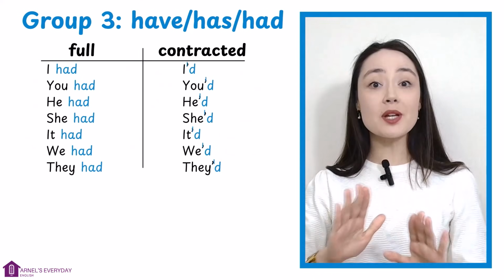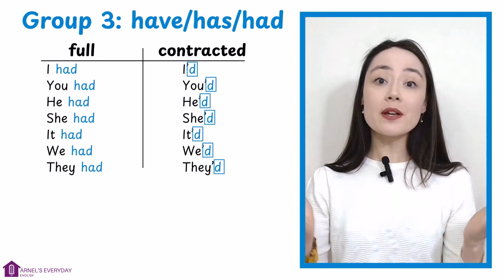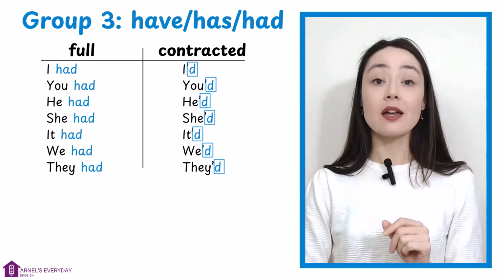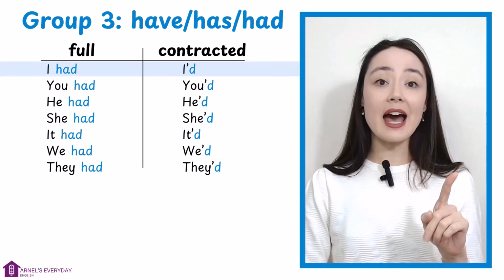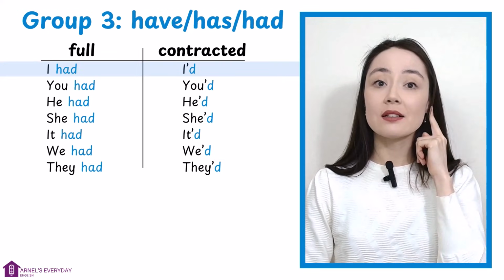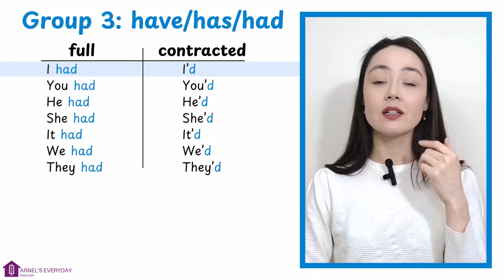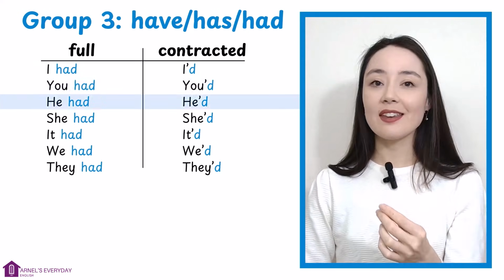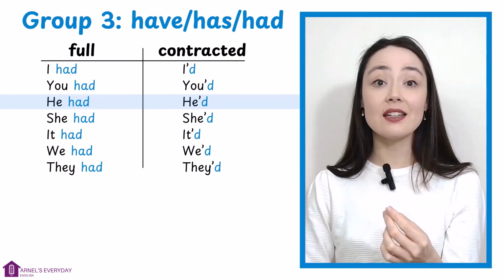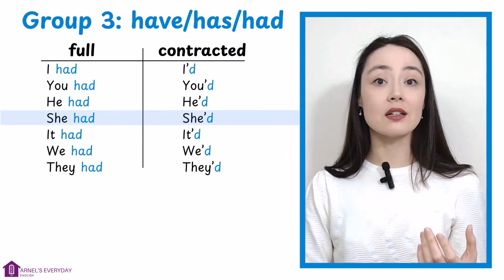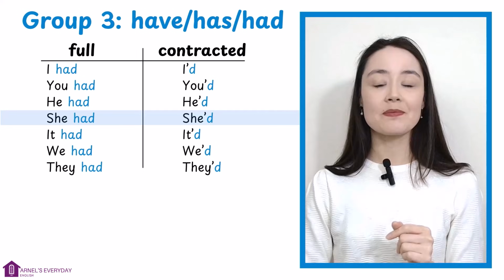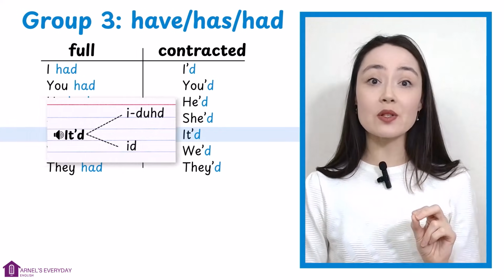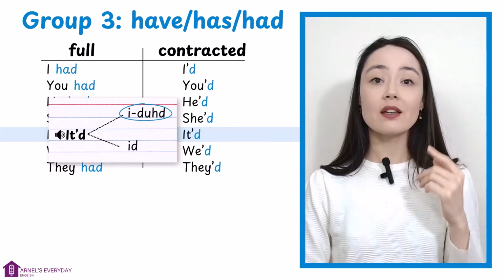Past, all the subjects are the same. When you contract, we simply make the D sound. I had, I'd. You'd. He'd. She'd. It had is an odd one. There are 2 ways you can pronounce this. It'd.